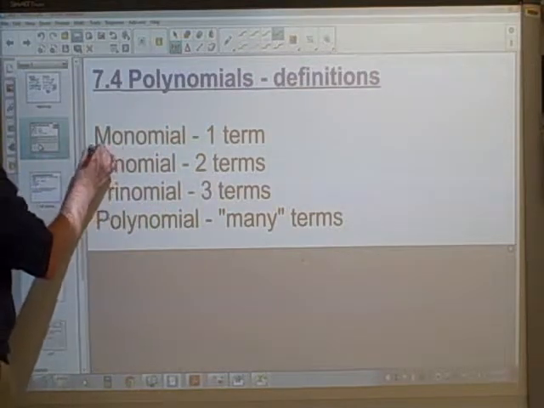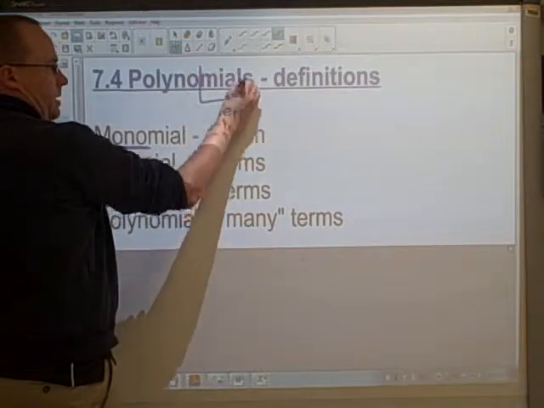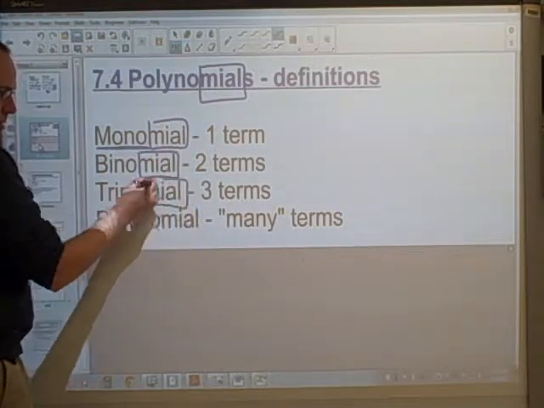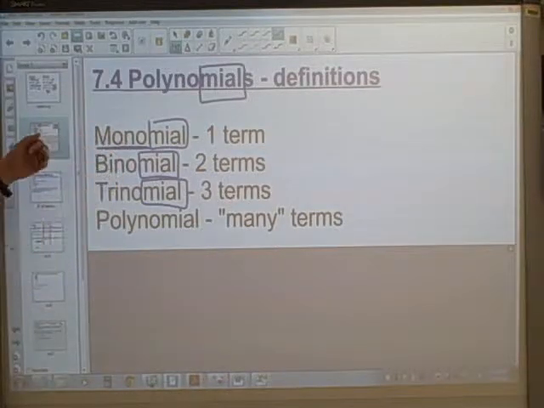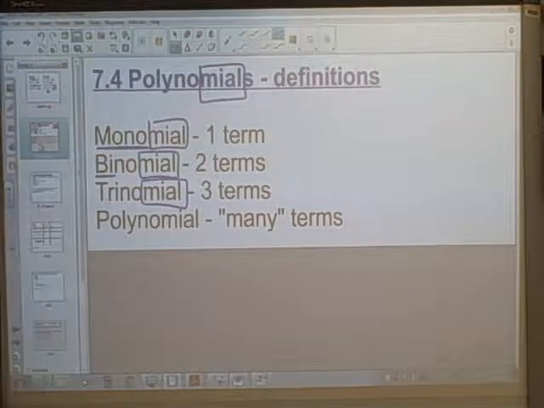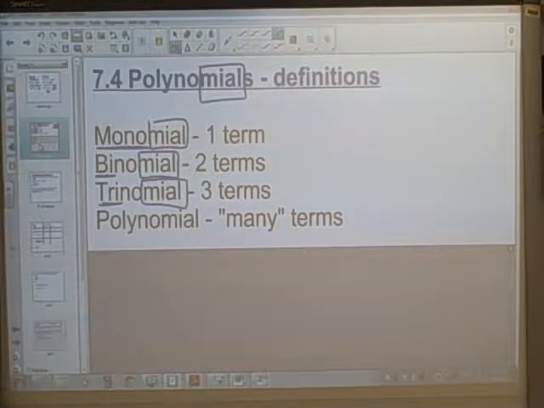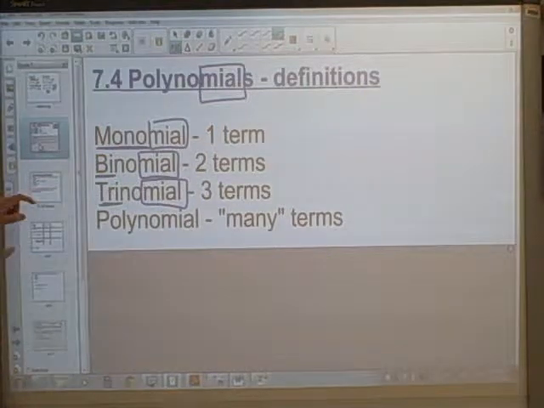Now there are a few things to help you here, to remind you. Notice polynomial ends in M-I-A-L, and actually so do all of these answers as well. So really all we have to do is try and remember the first part of this. So mono, like a monorail, that runs on one rail, or something like that. Monochromatic means just a single colour. Mono means one. Bi, slightly more obvious, bicycle. Tri, like a triangle with three sides, or a tricycle. So there's a few extra clues to help you on those ones.